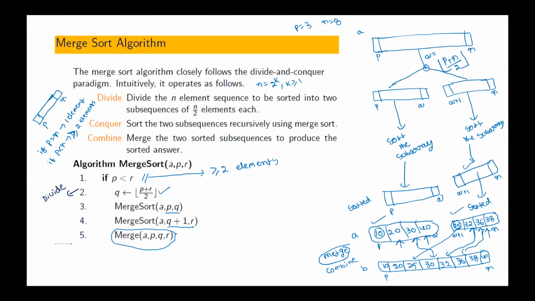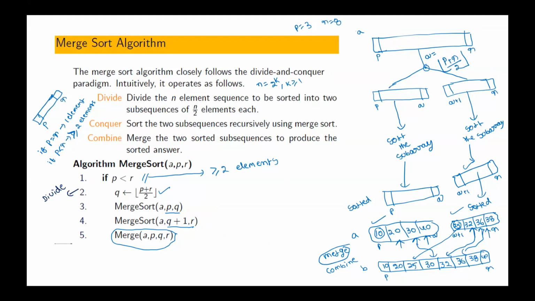Okay. Which is the conquer step? Merge is a conquer, that is the 5th one? Fifth step is no. Conquer steps are the third and fourth, because conquer means it is the same as the original problem. This is also merge sort, only the input size is different.